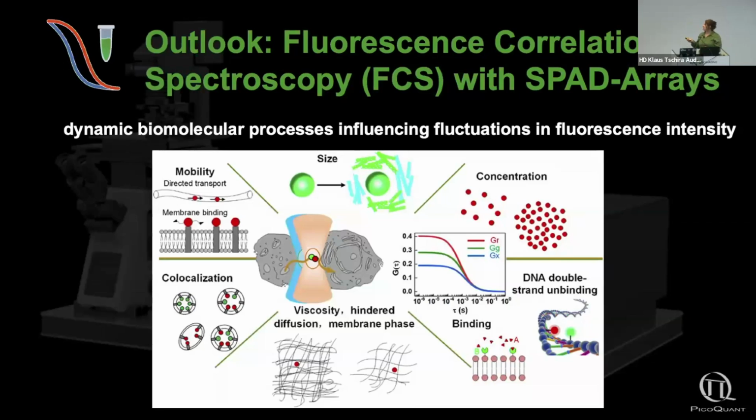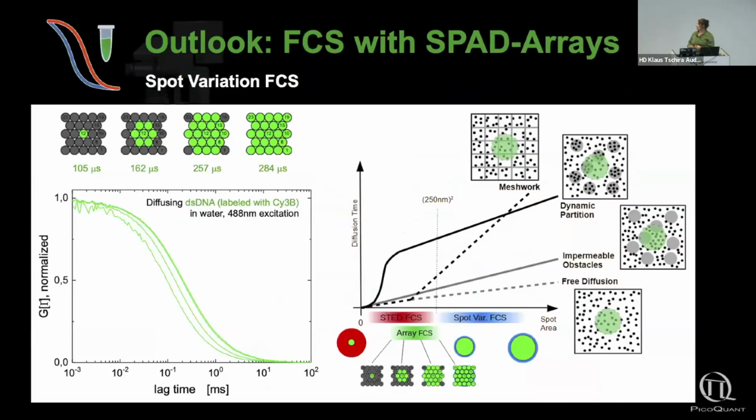And this can be used in various applications, like for example viscosity analysis, co-localization, binding assays, and so on. And the spot array could be used, for example, for spot variation FCS. So we can access all of the arrays in the spot individually, so you can choose the volume that you're observing. At the moment we are still trying those techniques. And you can see that there are different possibilities to use spot variation FCS, if you want to look at hindered diffusion or at dynamic partition processes and these kinds of things, where the spot array can be very useful.